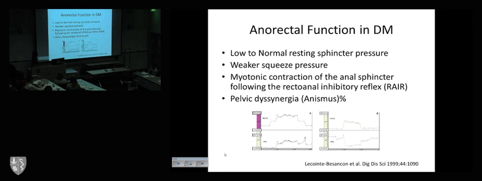And in myotonic dystrophy, oops, my numbers didn't show up, but the percentage of pelvic dyssynergia was over 50%. Interestingly, in the general population, when you look at patients who come in with constipation that's refractory to the usual therapy, we can see pelvic dyssynergia in about 60%. So it's very common.